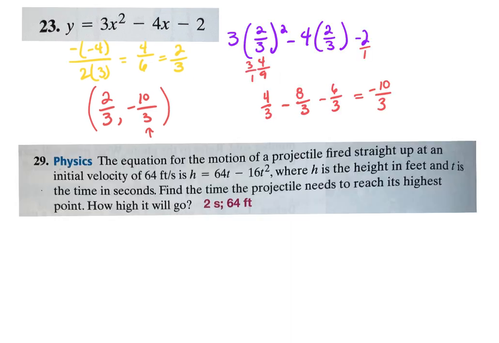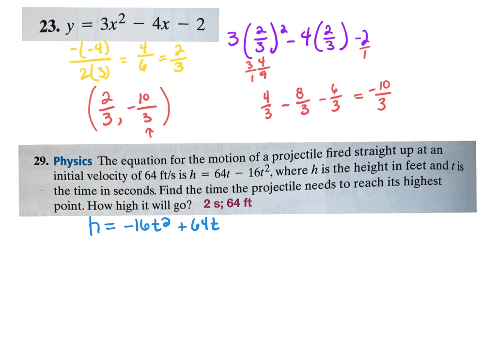Look at this. It says the equation for the motion of a projectile fired straight up at an initial velocity of 64 feet per second is h equals 64t minus 16t squared, where h is the height in feet and t is the time in seconds. Find the time the projectile needs to reach its highest point. How high will it go? So they have given us a quadratic here, right? They've given us h equals negative 16t squared plus 64t.